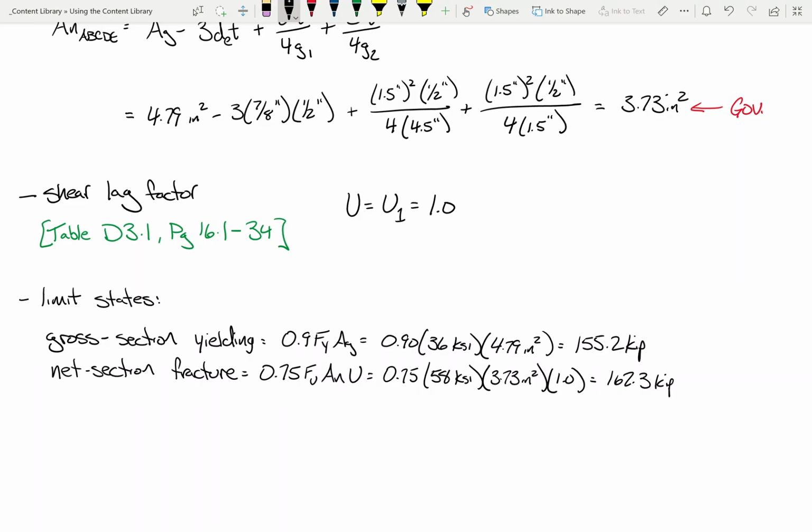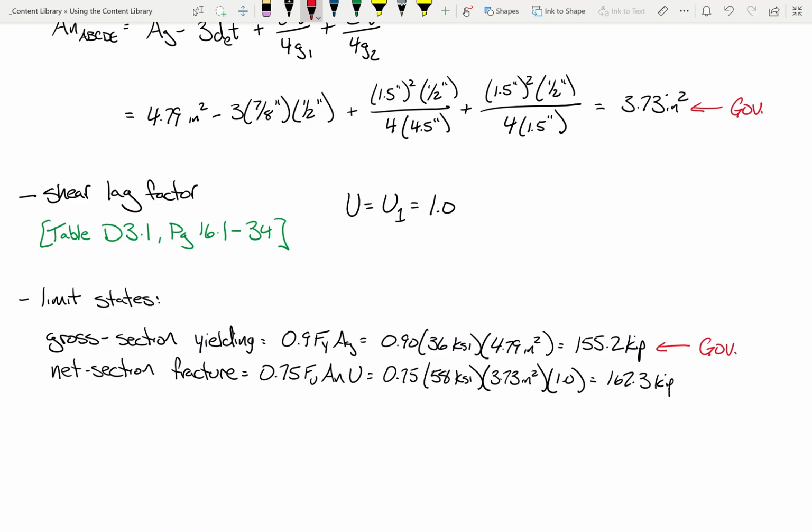Here's the sometimes frustrating fact about structural engineering. Look at these two numbers, which one governs? Gross section. Okay. So, is anybody here annoyed at that? Does anybody know why you might be annoyed at it? We did all this work to compute net area, all this discussion about a shear lag factor, and it ended up not mattering. It ended up not governing.